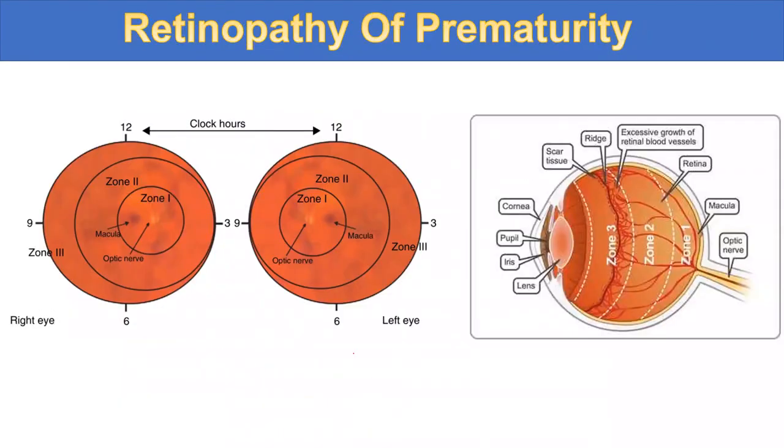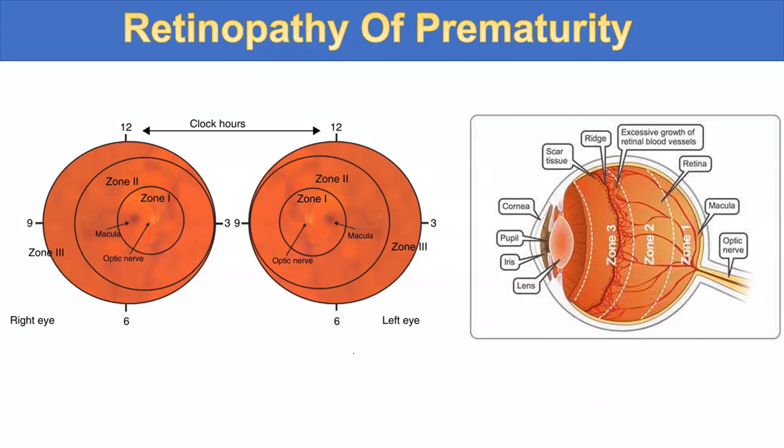Finally, the final condition that we are going to discuss today is retinopathy of prematurity. So what is retinopathy of prematurity? It is a retinal condition that occurs due to ischemia, vasculogenesis, and angiogenesis that happen due to immaturity of the retina and oxygen exposure in the incubator for preterm babies.